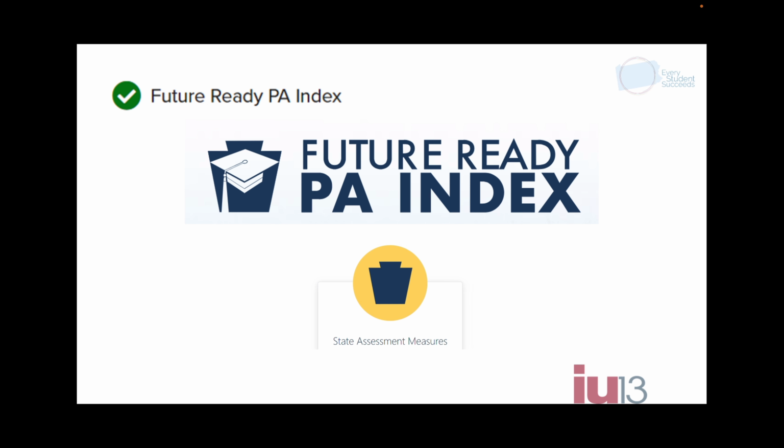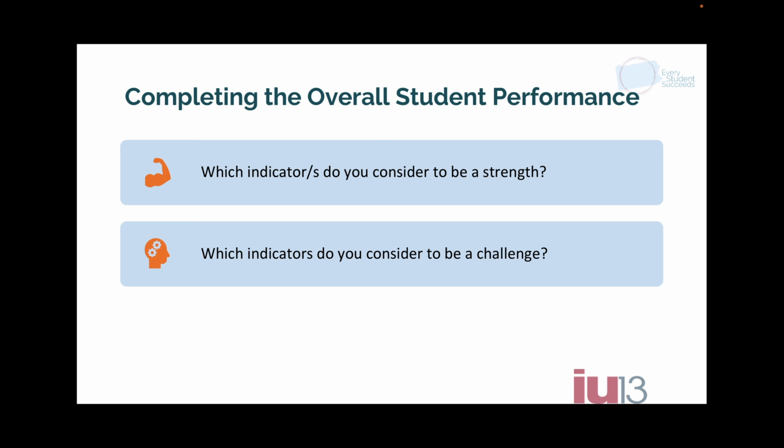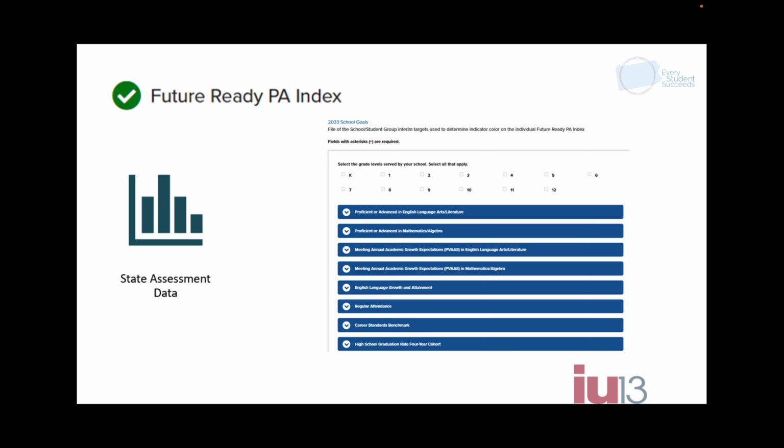The first section includes data from Future Ready PA Index. This section includes state assessment data only. Your team must have analyzed the data on the Future Ready PA site in order to complete this section. When analyzing the data from Future Ready PA Index, look at the overall student performance and discuss these areas the team determines to be a strength to build upon, as well as which ones are challenges. The Future Ready PA Index is the first level of data analysis for the team to conduct.